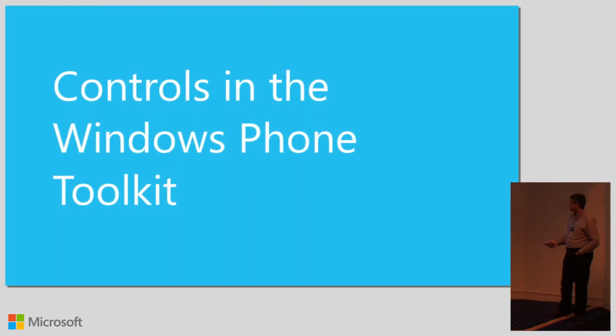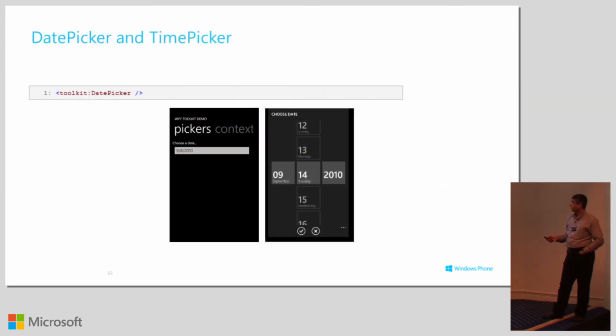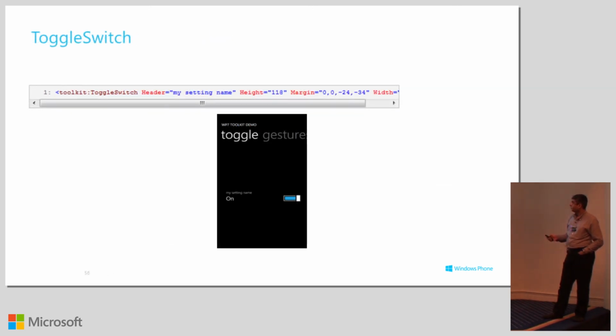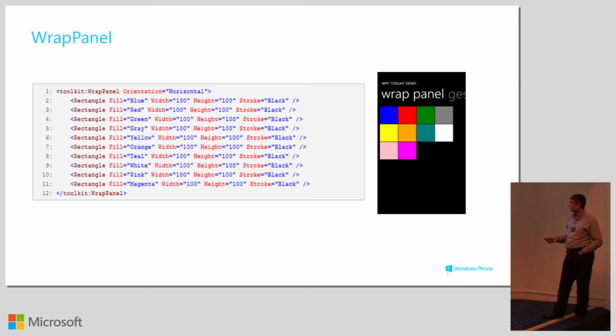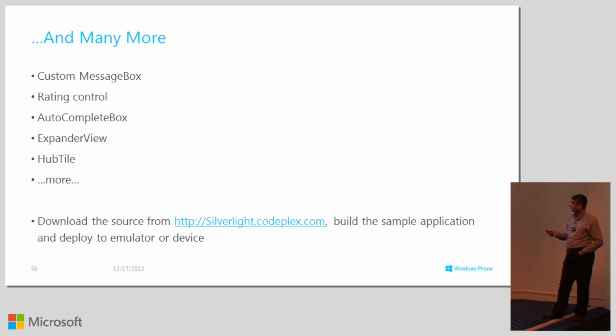So what are the controls? You've got the context menu, part of the phone toolkit. If you see here, it allows you a context menu for your controls. Then you have date picker and time picker. You have the toggle switch. You have the wrap panel. You have the list picker, and many more. This used to be the same for 7.5 also. Many of these controls that you see were already there with the 7.5 controls.